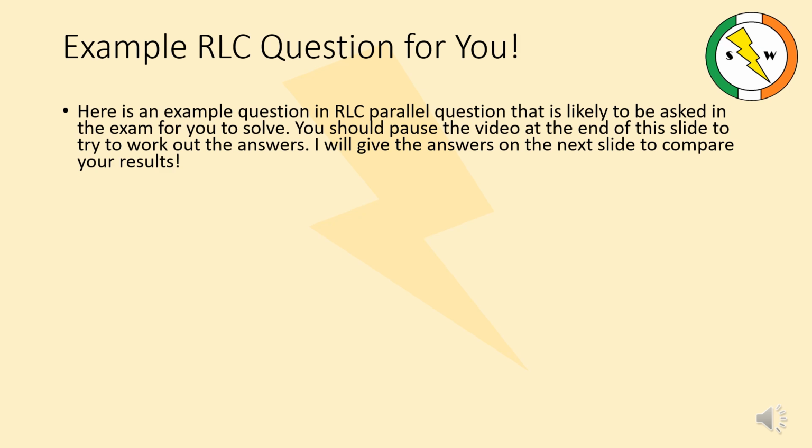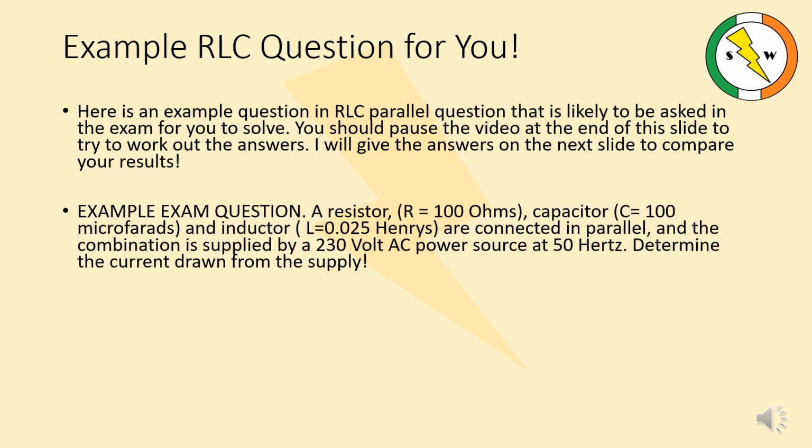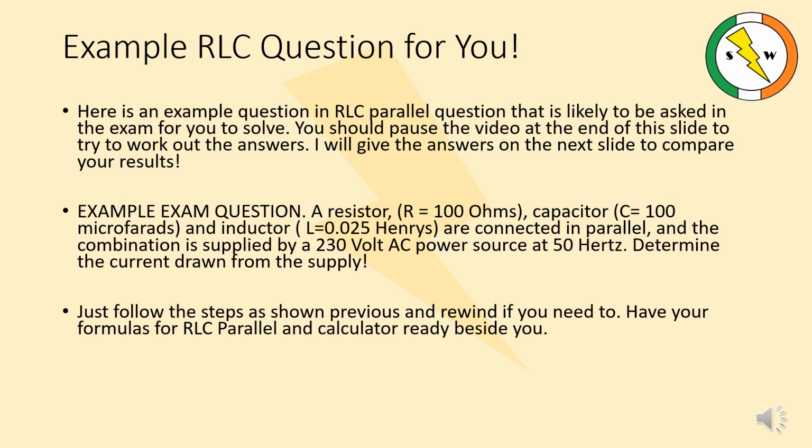Here is an example RLC parallel question that is likely to be asked in the exam for you to solve. You should pause the video now and try to work out the answers. I will give the answers on the next slide. Question for you. A resistor, R equals 100 ohms, capacitor, C equals 100 microfarads, and inductor, L equals 0.025 henries, are connected in parallel, and this combination is supplied from a 230-volt AC power source. Determine the current drawn from the supply. Just follow the steps as shown previously and rewind if you need to. Have your formulas for RLC parallel and calculator ready beside you. Good luck.